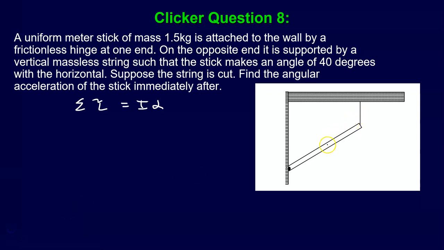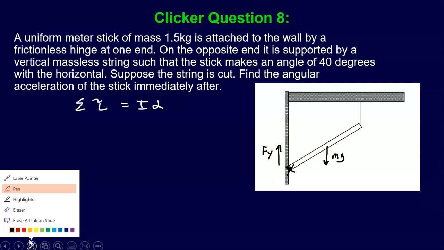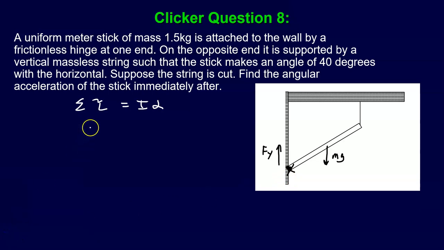If we look at the forces here, again, this string is cut, so there's no tension there. There's still the mg of the stick. And then over here, we'll just say that there is a force Fy at that moment. Now, in this case, when we cut that string, we can see that it's going to rotate about this point. And so this is going to be the point that we want to make our rotational axis.